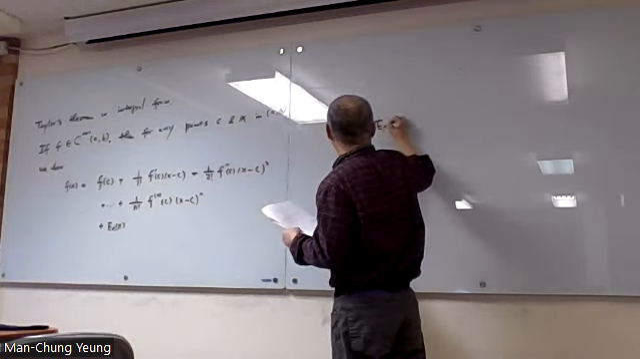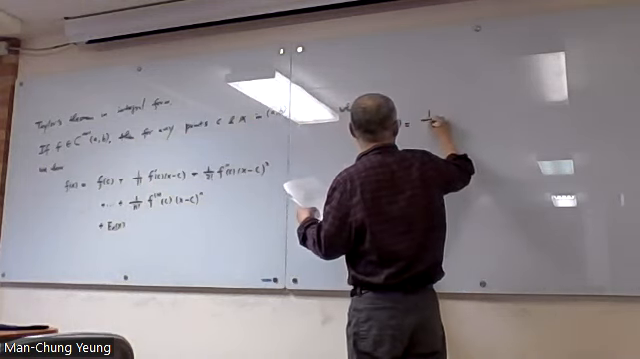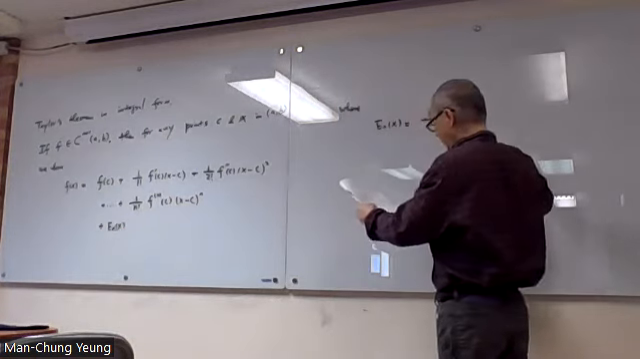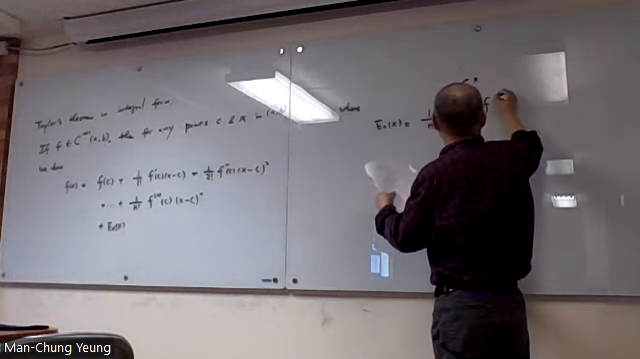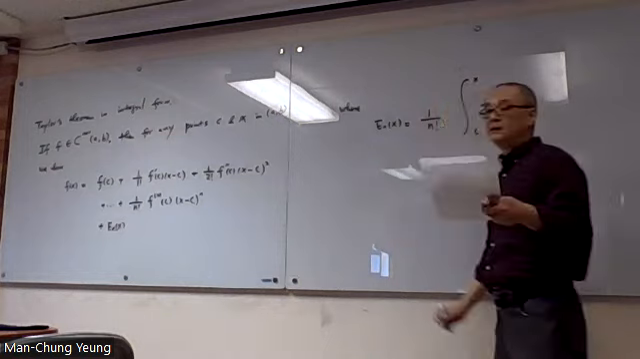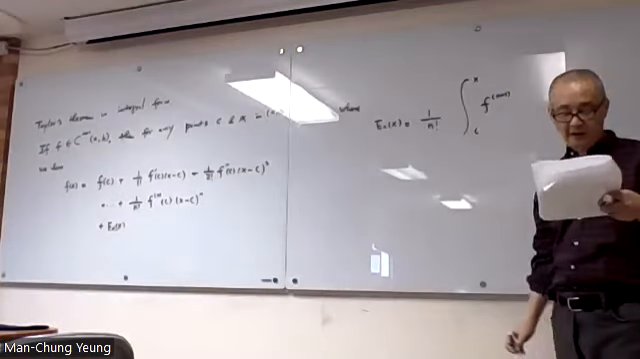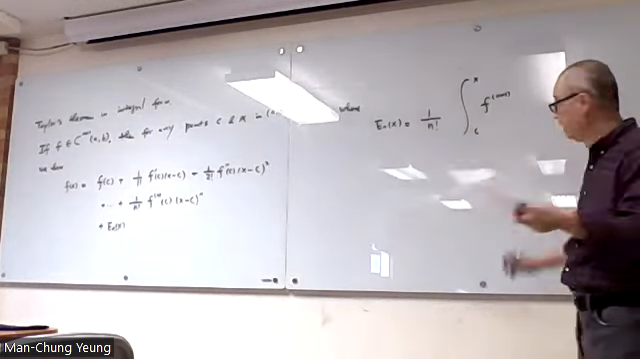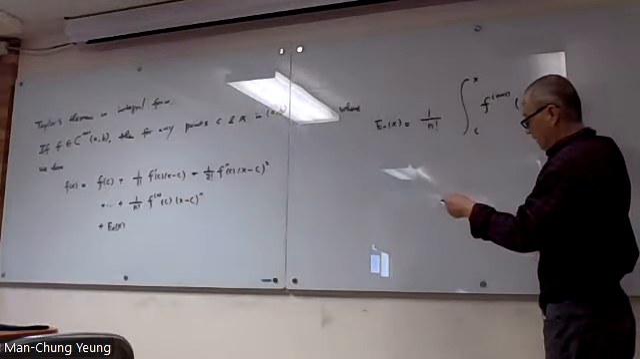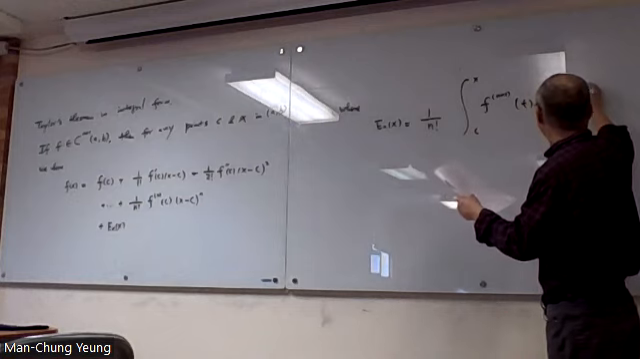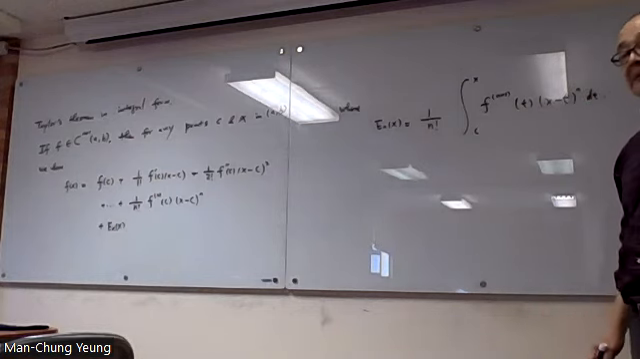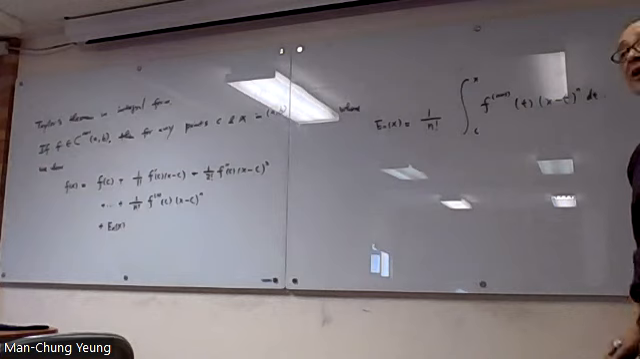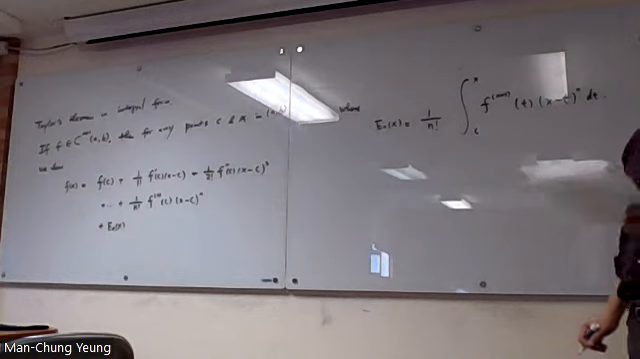Error is 1 over n factorial times integral c to x, function n plus 1. This is a derivative of function f, the n plus 1 derivative, evaluated at t, times x minus t, dt. This form of error is called Taylor's theorem in integral form.